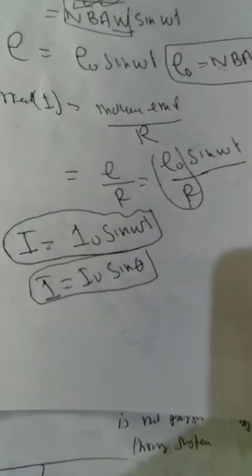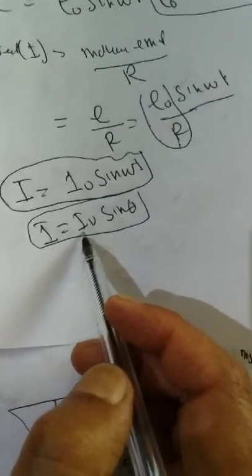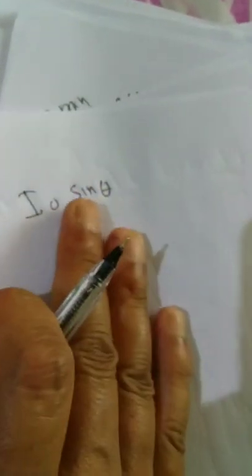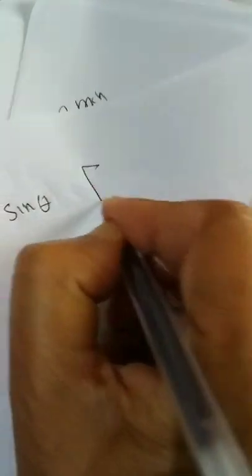That means alternating current develops, so we get I naught sin theta, or sin omega t, where I naught is the maximum value. It is the maximum current. It is the maximum value of the alternating current. We call it the peak current, or maximum peak current.